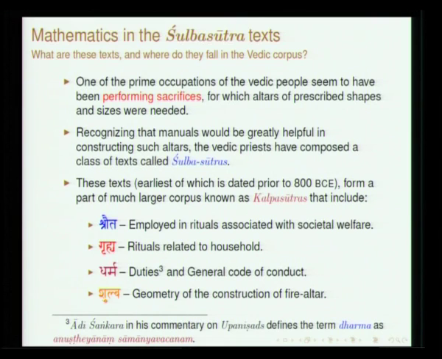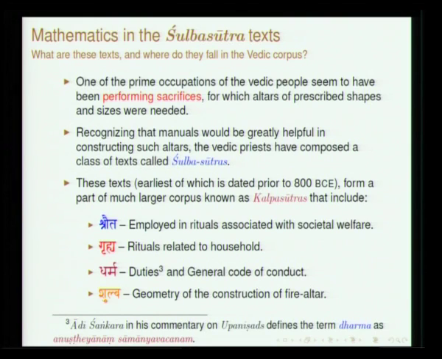So, you take Purna from Purna and what remains is also Purna. So, this is very close to the notion of infinity. Now, I move on to the Sulbasutra texts. As I was mentioning earlier, the Sulbasutra texts form a part of what are known as Kalpa Sutras.